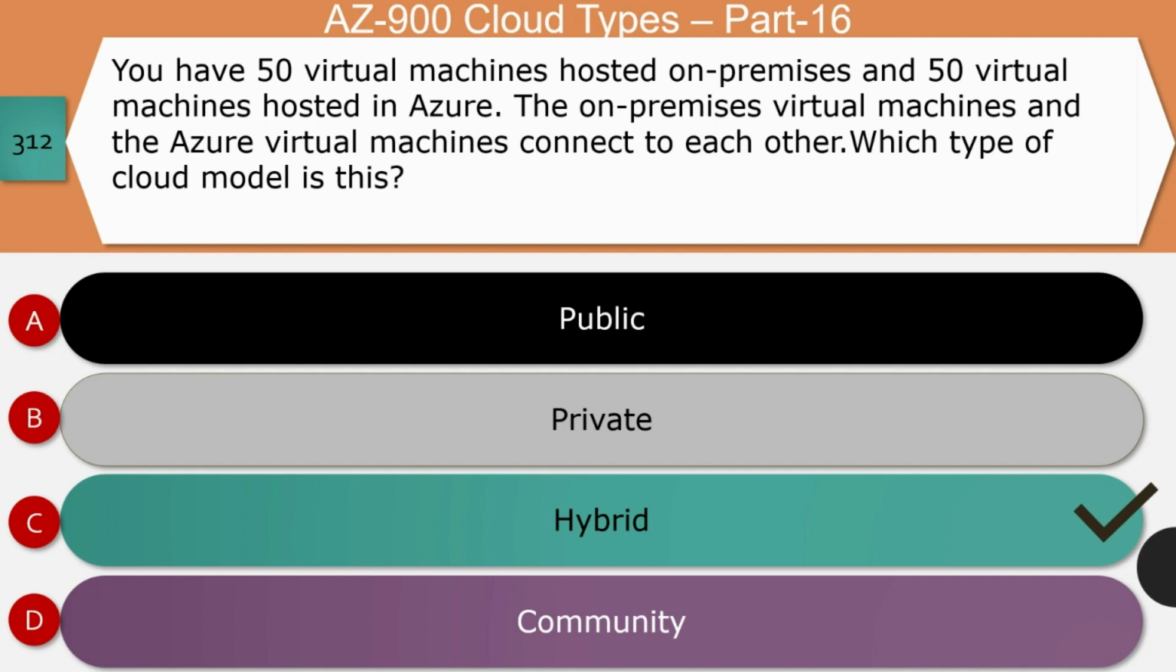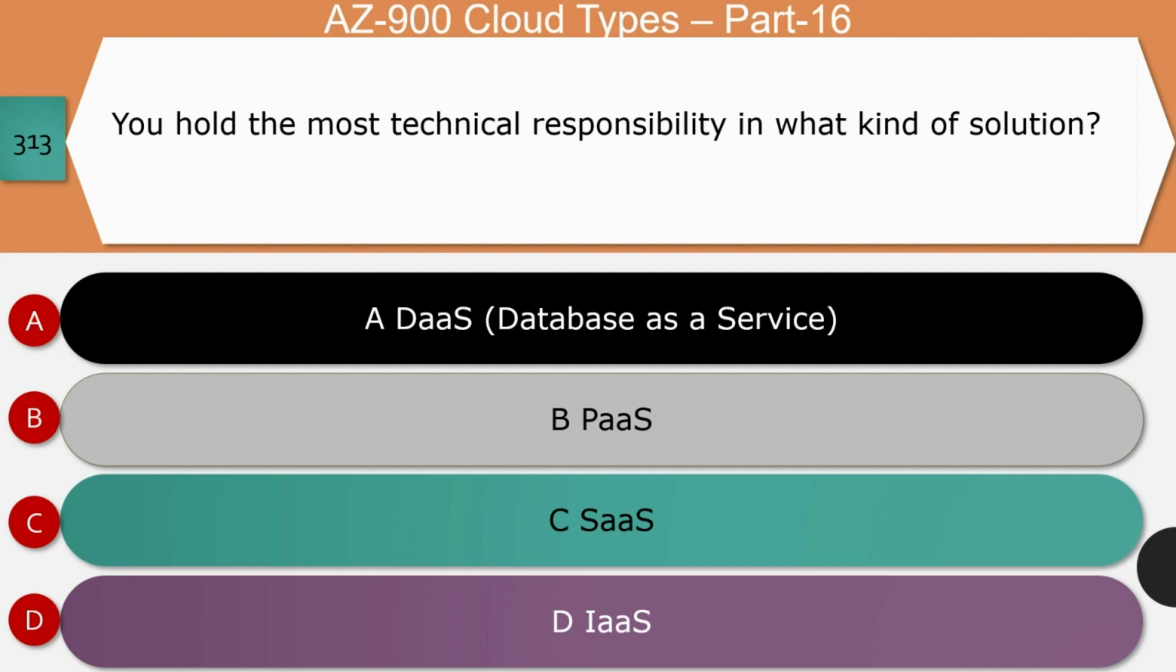Let's see why we opted for this. This scenario explains the use of on-premises resources together with public cloud resources. That is called the hybrid cloud concept, and so option C is the correct answer.